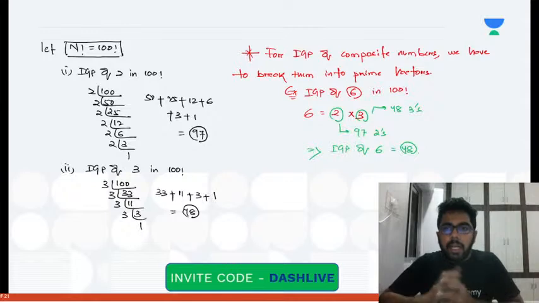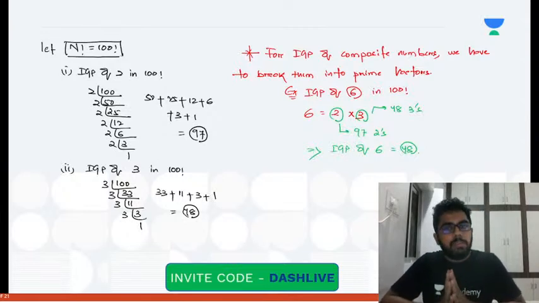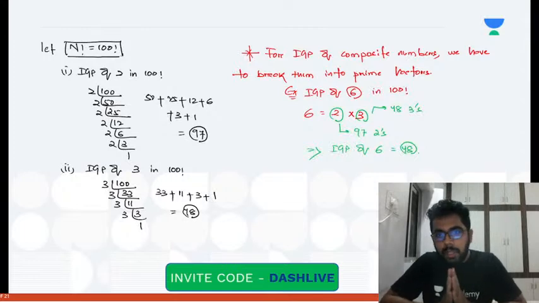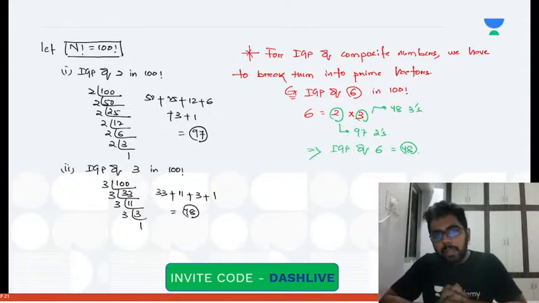But what if you are asked to find the IGP of a composite number? Is it not possible to calculate? We cannot calculate using this process, but there is definitely a way to calculate the IGP of composite numbers. So for example, let us say I want to calculate the IGP of 6 in 100 factorial. So how do I calculate it? To take the IGP of composite numbers, you need to break the composite number into its prime factors.